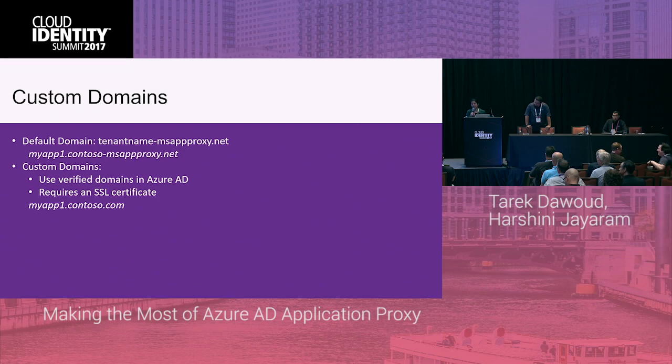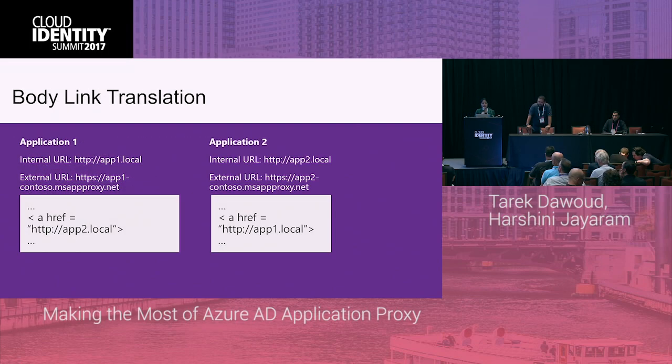So instead, you could have myapp1.contoso.com. This helps a lot with making sure your users don't need to learn two different URLs, right? Whether they're external or internal doesn't have to matter to them. It also helps in the case where you have links between applications and you're using the application remotely. The links will continue to work. However, on that note, we know that it's not always possible to use the same URL internally and externally. So in that case, we support body link translation.